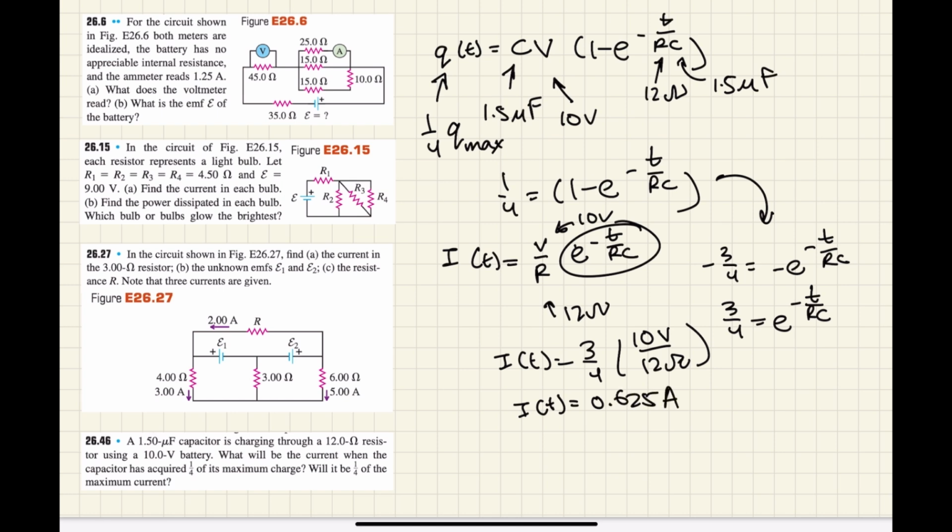So this is when it's 1/4 of the maximum charge. And will it be 1/4 of the maximum current? No, it will not. We just proved it's 3/4 of the maximum current, because this right here is an expression that determines the maximum current. We just said it was 3/4. The reason why is because the equation is different. This is 1 minus an E term. This is just an E term. And so that's why it's 1/4 versus 3/4. It's 1 minus each other.